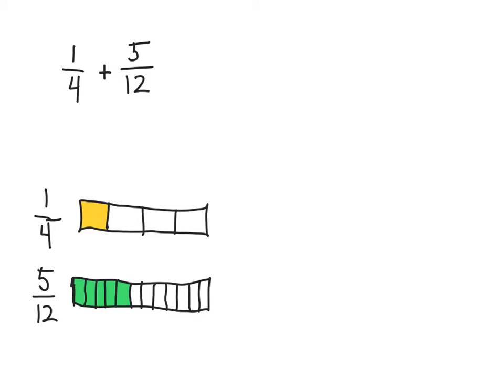All right, so next one we have 1/4 plus 5/12. So I made the tape diagrams. I cut the first one into 4ths and shaded 1 in. And then I cut the second one into 12ths and colored in 5. So now what we want to do is change this unit to 12.